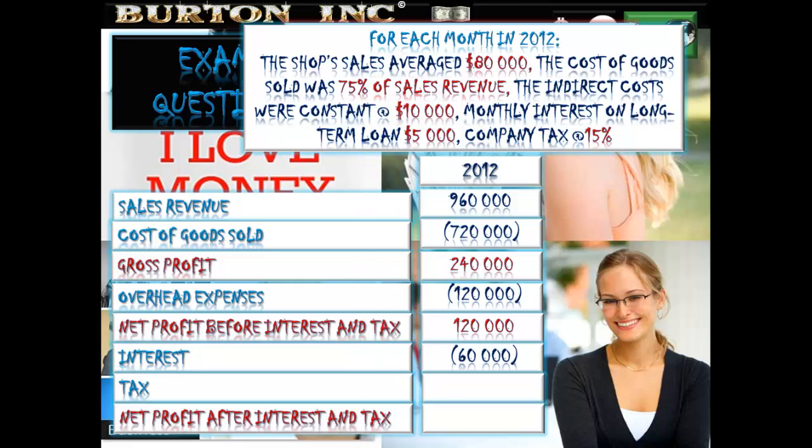60,000 multiplied by 0.15 will leave us with a tax bill of $9,000. So $9,000 cash that flows out of the business into the government's coffers. And we can finally calculate our net profit after interest and tax. 120,000 less 60 less 9. Net profit after interest and tax, $51,000. We're not told what the business is or if they have shareholders, what they're going to do with their money. So this is an income statement less any appropriations that are going to be made.